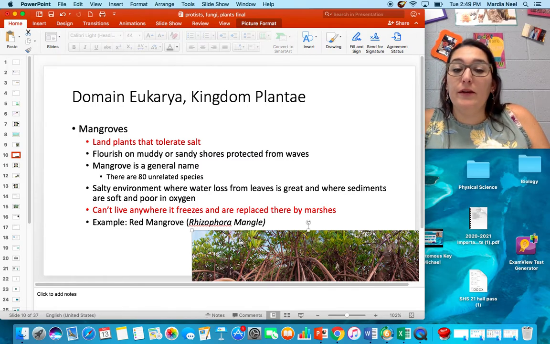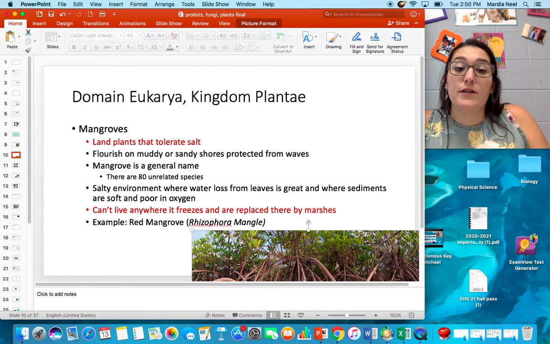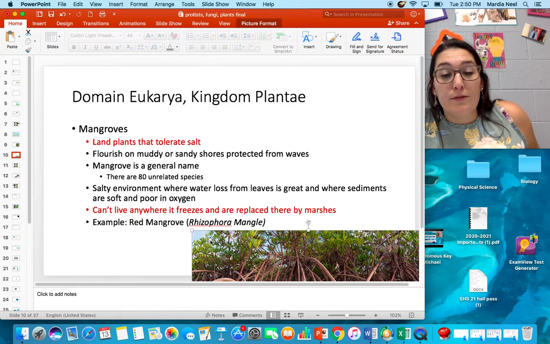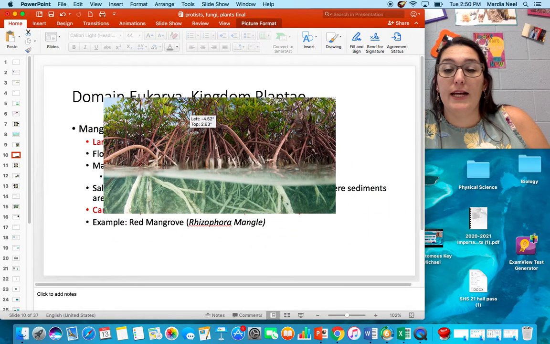They can't live anywhere it freezes. So anywhere it freezes, these mangroves are replaced by marshes and marsh grasses. An example would be the red mangrove, or Rhizophora mangle. And this is what a mangrove looks like.